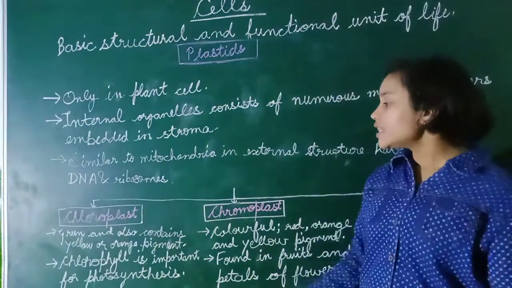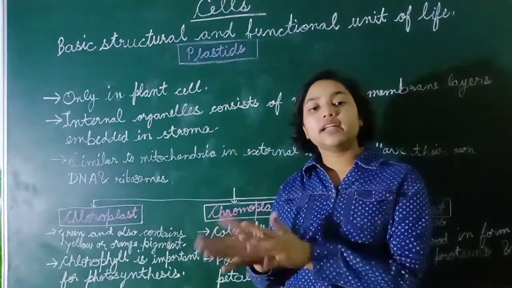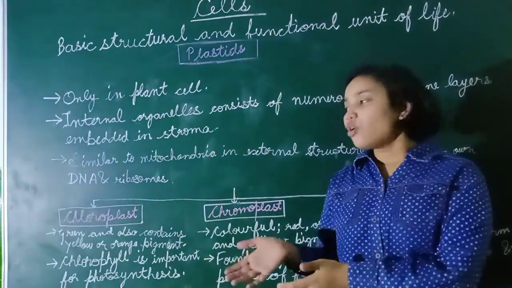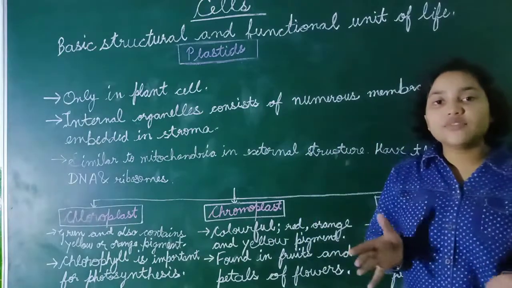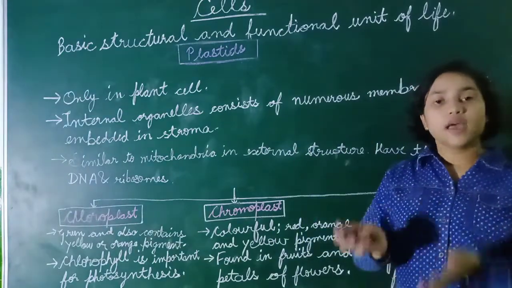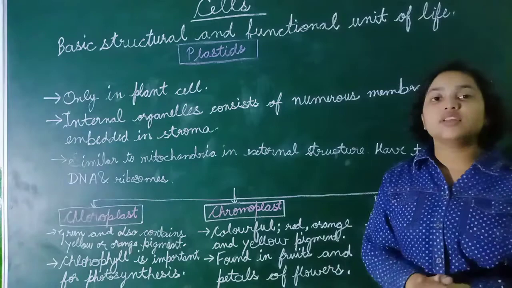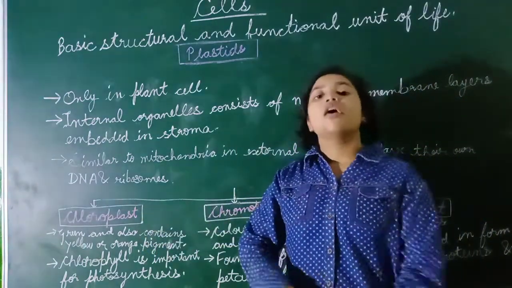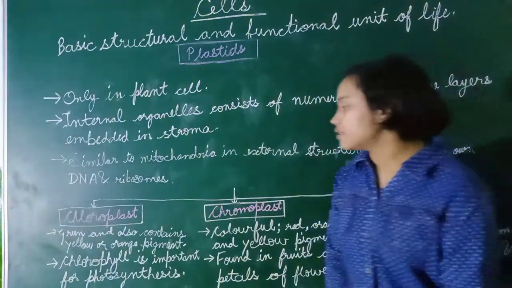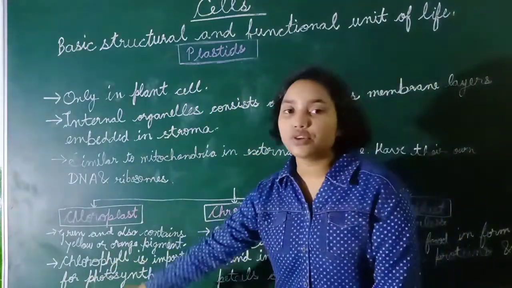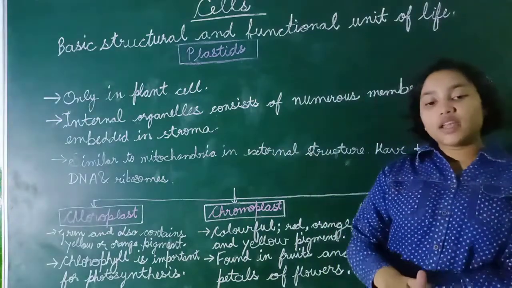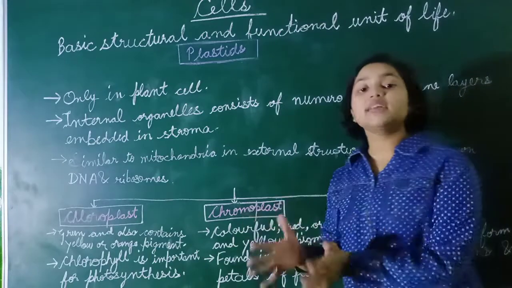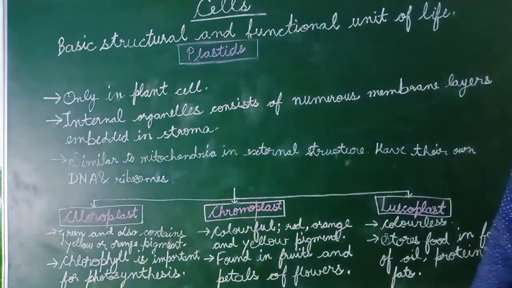When the plant cell dies, shrivels up, or becomes old, the color of the leaves becomes orange and yellowish, as you can see in your surroundings. That's why chloroplasts contain green, orange and yellow pigments. Chlorophyll is important for photosynthesis, which is used by plants to make their food.